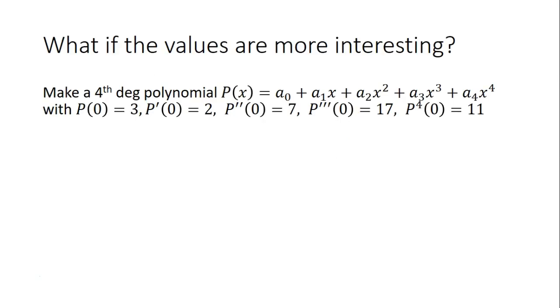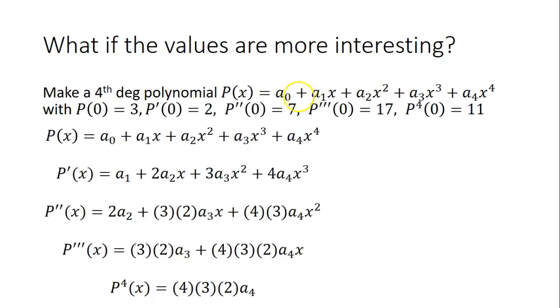All right, so let's try one with some more interesting values. So we're going to once again make a fourth degree polynomial. P of x is a0 plus a1x plus a2x squared, a3x cubed, a4x to the 4th, where p of 0 is 3, p prime of 0 is 2, p double prime is 7, p triple prime is 17, and p4 is 11. So I chose more interesting values this time instead of 1, but it's still going to really work out the same way.